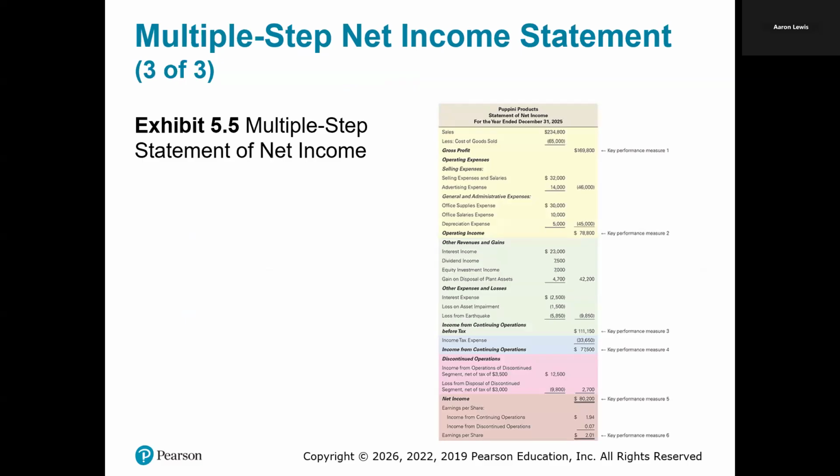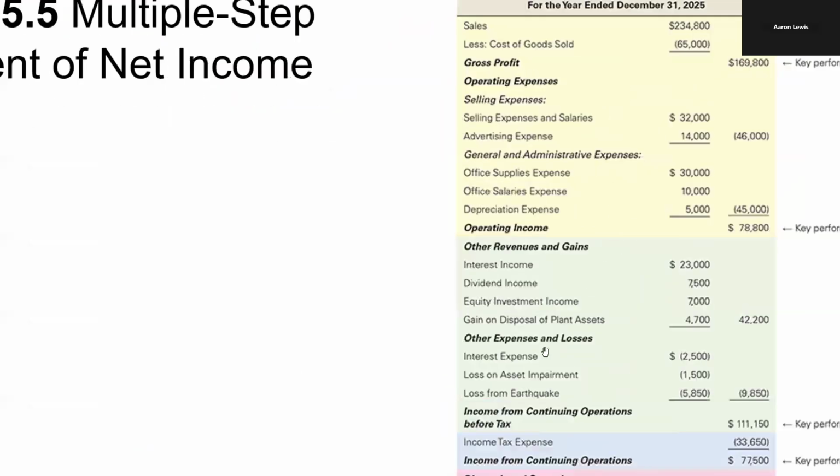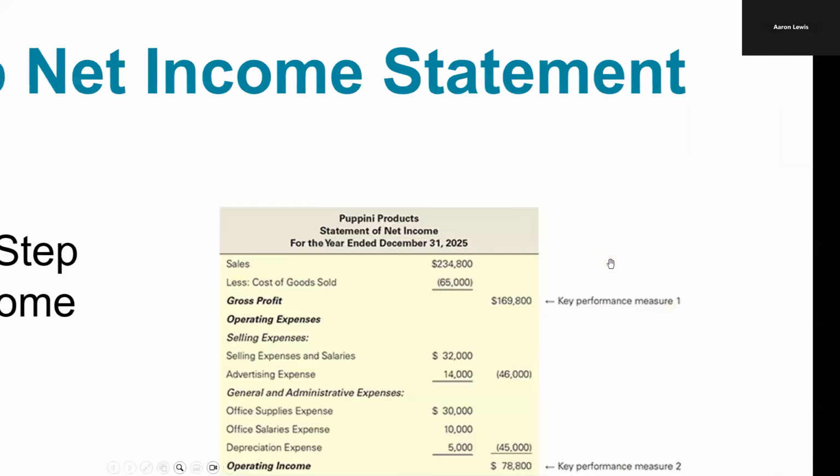So here we've got a multi-step income statement. As you can see, there's a lot going on. It's big and it's tall and it's kind of hard to read because it's real small. Let's see if I can zoom here for you guys. There we go. So how are we going to start? Well, let's start at the bottom of this thing.